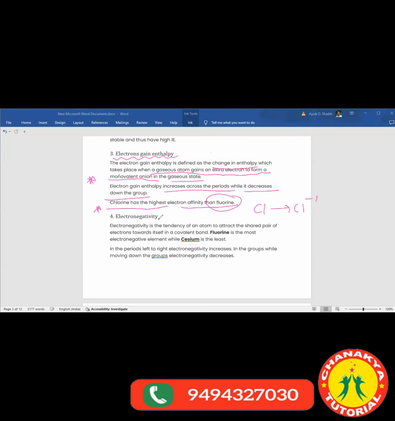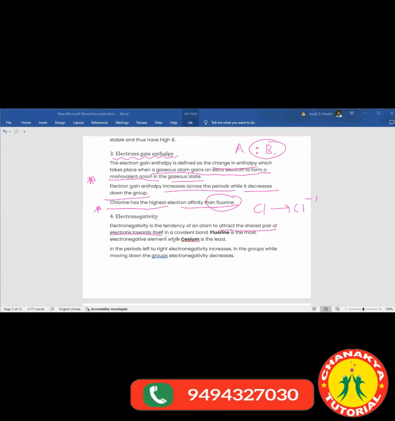Next is electronegativity. Electronegativity is the tendency of an atom to attract the shared pair of electrons towards itself in a covalent bond. Suppose A and B are two atoms that share a pair of electrons, but the shared pair is attracted more towards B. So we can say B is more electronegative as compared to A. Got it? So what is electronegativity? It is the tendency of an atom to attract the shared pair of electrons towards itself in a covalent bond.